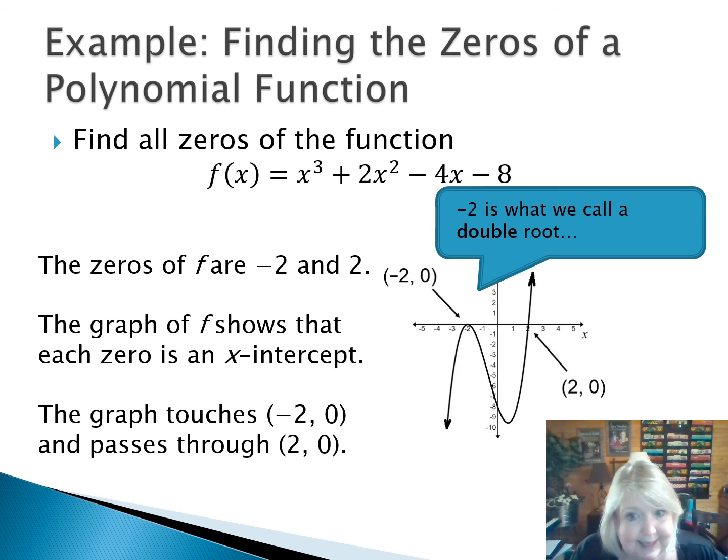To show you what exactly it is that we're looking at, this is the same function. We found our zeros to be negative 2 and positive 2. So here's negative 2, 0, and positive 2, 0. Those are my 2 x-intercepts at negative 2 and 2. The graph shows the function, and note that each 0 happens to be an x-intercept. The graph touches the x-axis at negative 2 and turns, and yet it passes through the x-axis at positive 2. There's going to be something very important that's going to tell us which one of those things happens in the very near future.